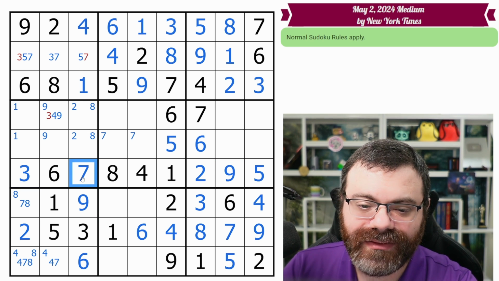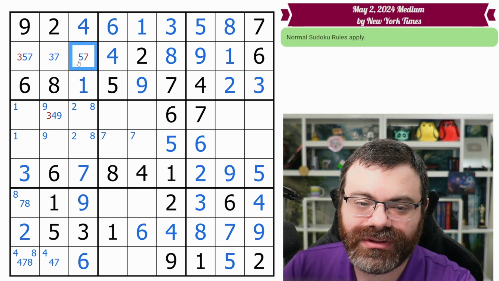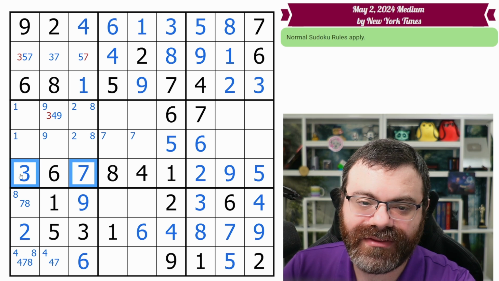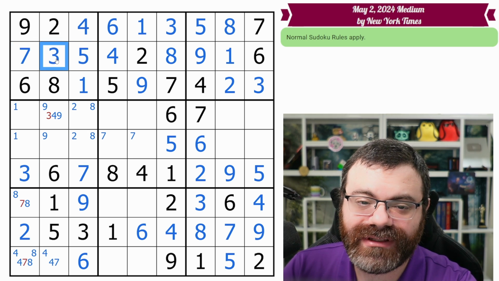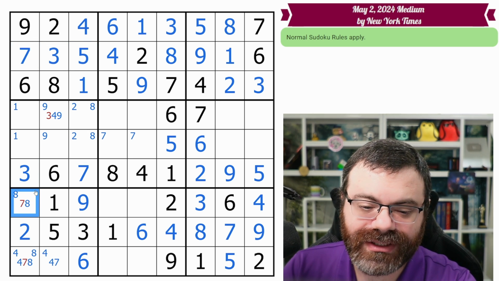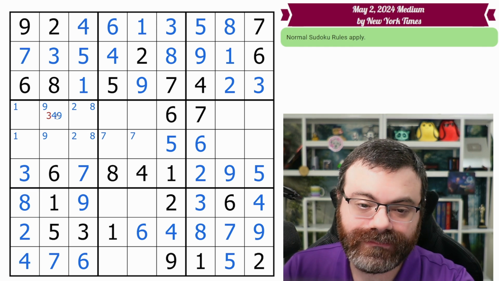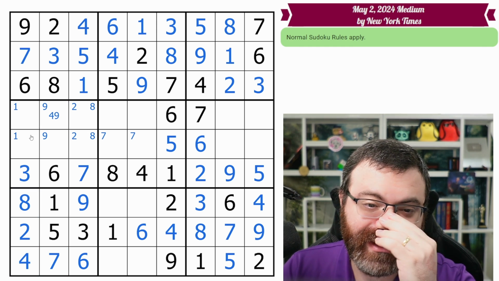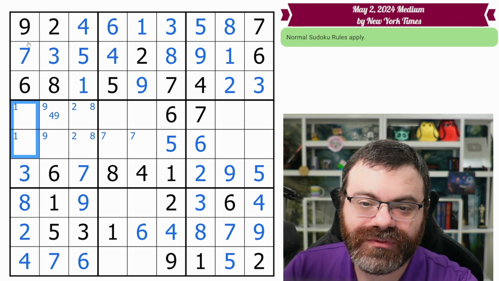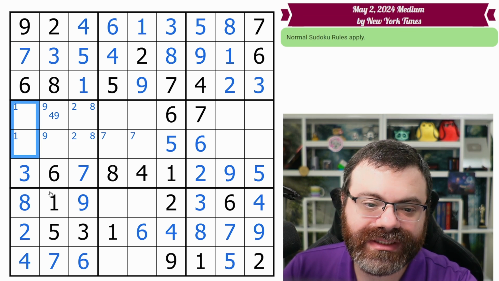Look at all that. This 7 resolves this whole triple, because the 7 and the 3 we placed gives us the 5, the 7, and the 3, right? Now this whole triple resolves. This is the 8, this is the 4, this is the 7. This is not a 3. You can see from the red digits which ones aren't possible anymore from trivial Sudoku rules, because we placed digits.